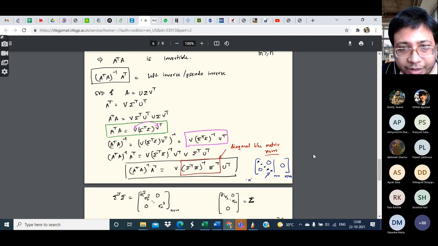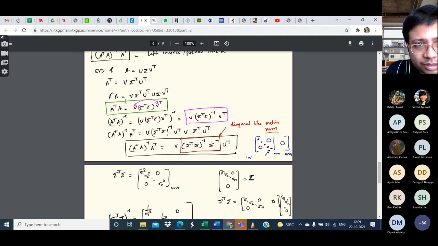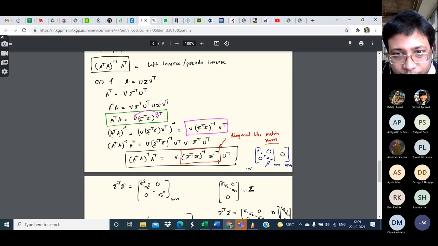Now, with a bit more mathematical jugglery like this, we will be able to express this quantity in the following way: sigma transpose sigma whole inverse times sigma transpose, into V U transpose. To get that form, I will have to play a little more games with the sigmas, which I leave to you as an exercise. You can see it here itself.